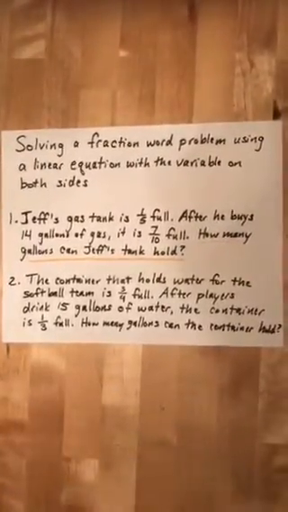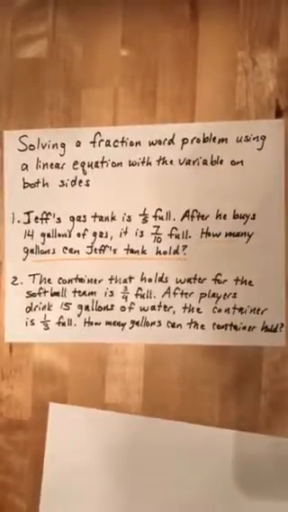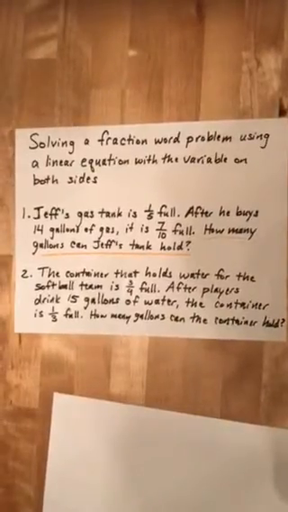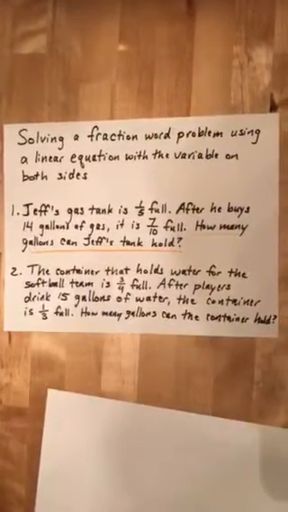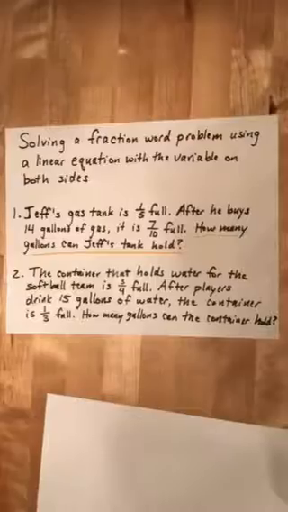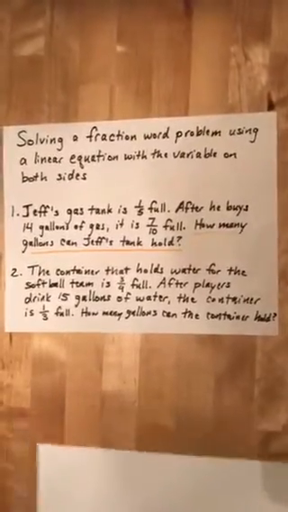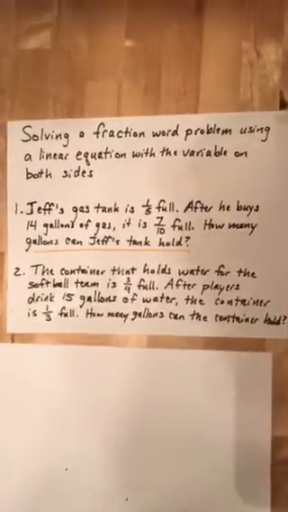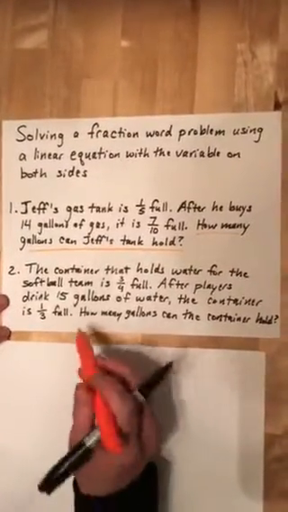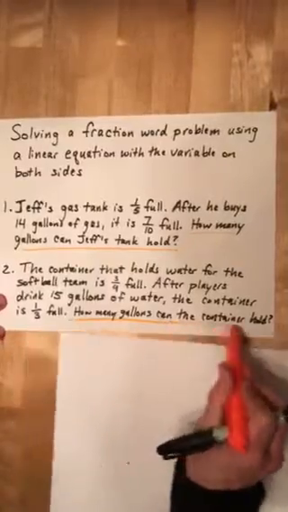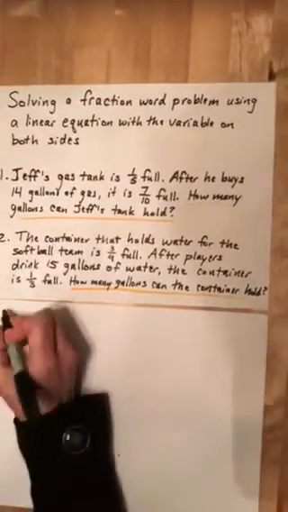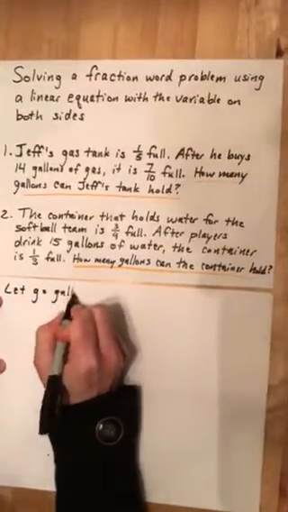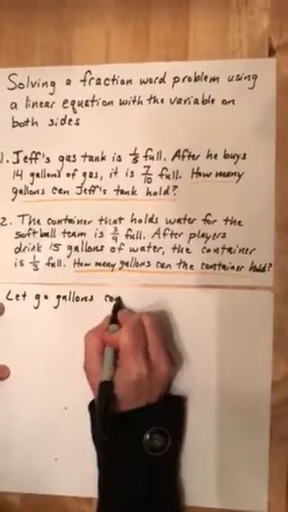Okay, a second example has a container that holds water for the softball team. And that container is 3/4 full. After the players drink 15 gallons of the water, the container is now 1/3 full. So how many gallons can the container hold? Again, we look in that last sentence as a clue to our variable. How many gallons can the container hold? So in this case, we let G equal gallons that water container holds.